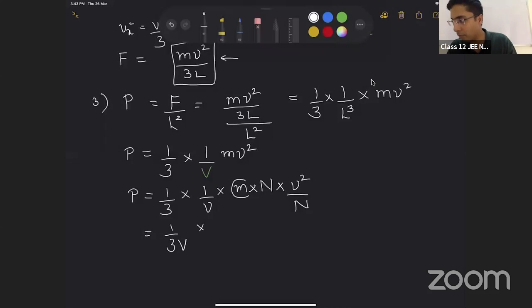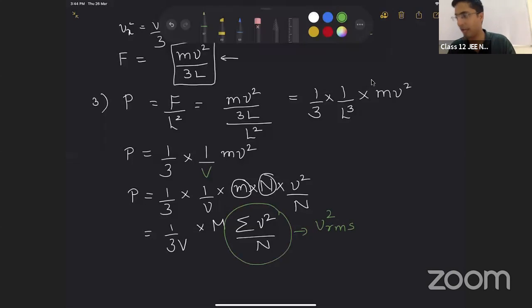Now, mass of one molecule into the total number of molecules is the total mass. So that becomes m. Sigma V square by n. If you remember, what we had studied was, this was the definition of V RMS square, right? This was the definition of the root mean square.